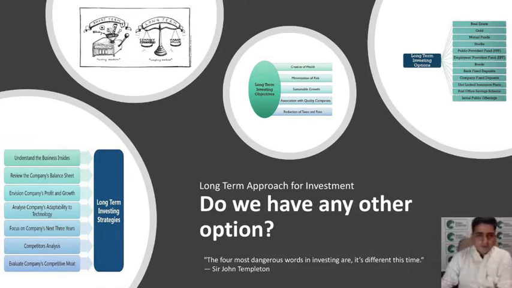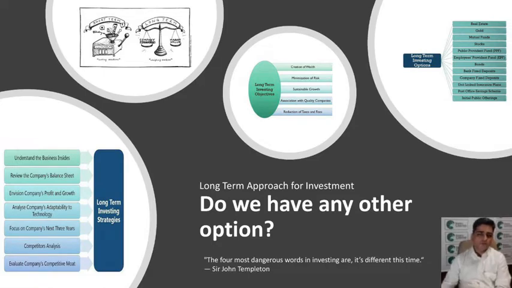So, largely in today's session, we will talk about long term investing. I personally believe it is the only approach to investing, but there can be many approaches to investing. So we have chosen the long-term approach for investment. Even the first page gives you a lot of broader goals about what long-term is.